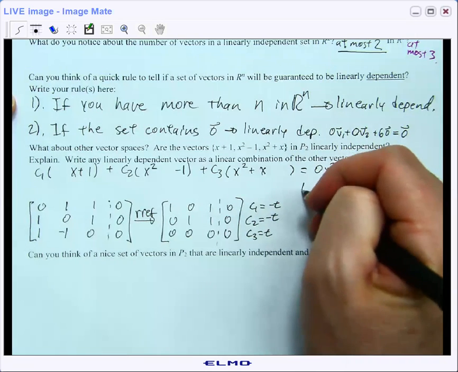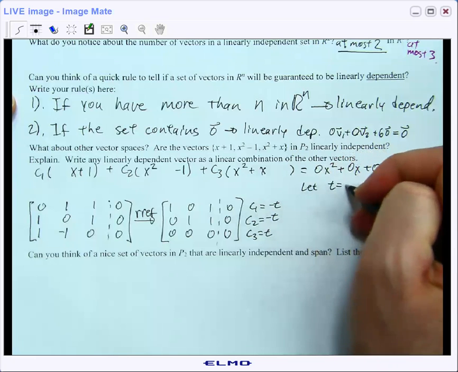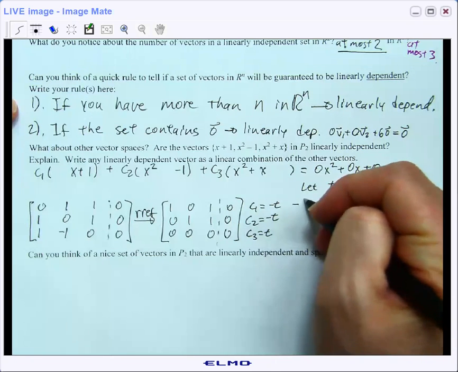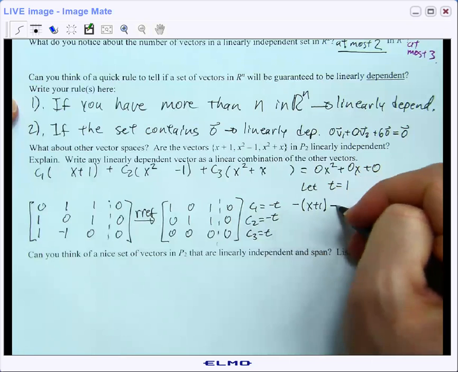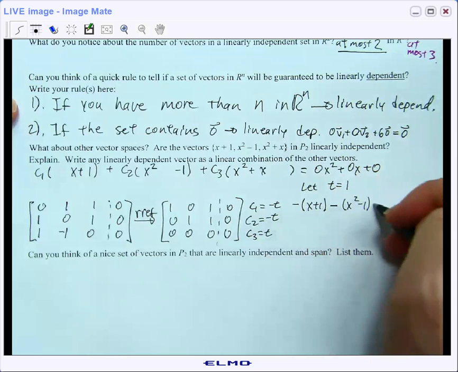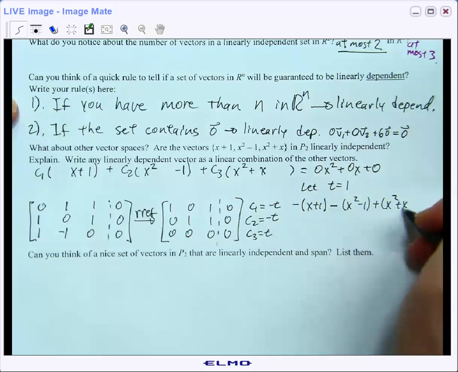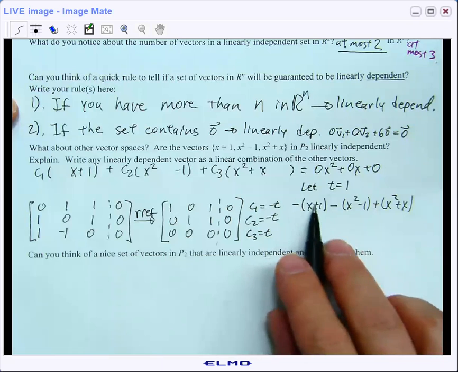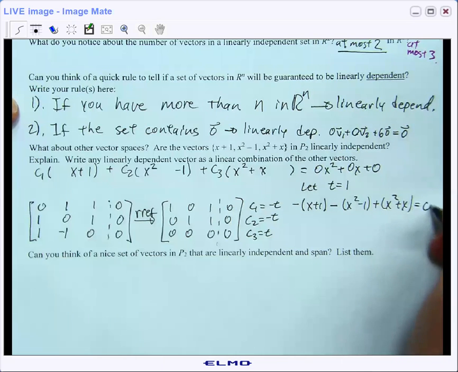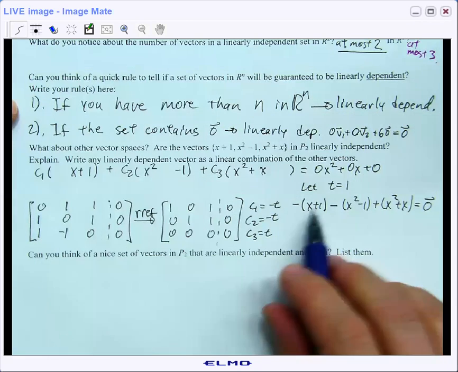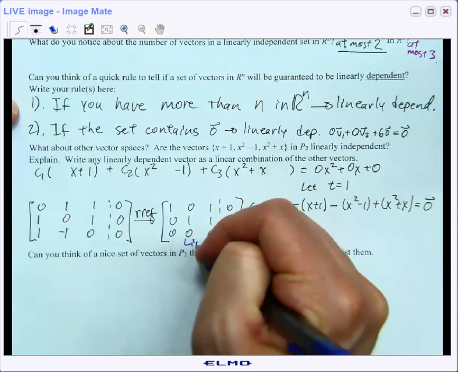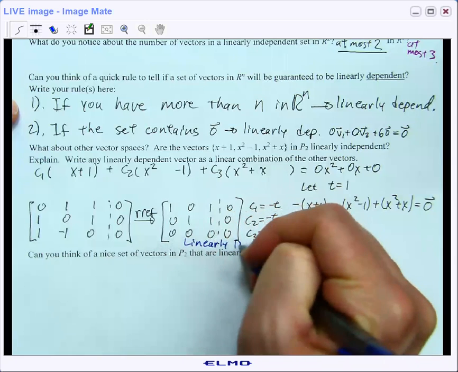If we let t equal 1, we'll just call it that. Then we've got negative times x plus 1 minus x squared minus 1 plus x squared plus x, and you'll notice that that's 0x squared plus 0x plus 0, or the 0 vector. Okay. And we could use that to solve for any one of these in terms of the others, because we know that this set of vectors is, in fact, linearly dependent.